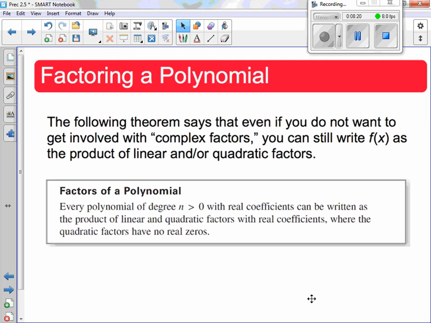Every polynomial function of degree n greater than 0 with real coefficients can be written as the product of linear and quadratic factors with real coefficients where the quadratic factors have no real zeros. So instead of writing some, like the x squared plus 9, we don't necessarily have to write it as x plus 3i and x minus 3i factors. We can leave it as x squared plus 9. Because we can also write it as quadratic factors. Anything that won't simplify to real terms or real solutions, we can leave as a quadratic also.